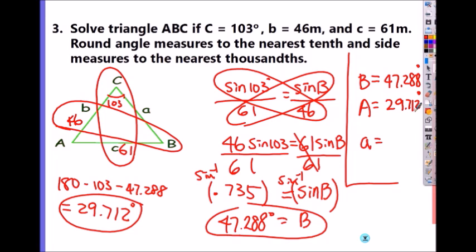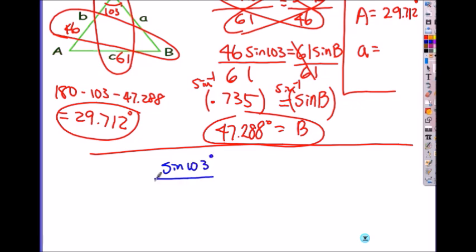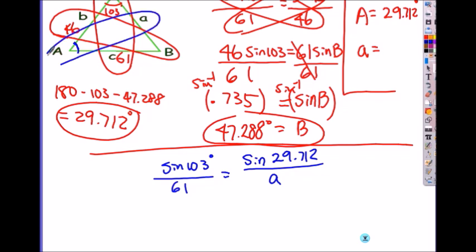Another ratio for law of sines, right? But again, stick with your original C's, okay? I mean, if you really trust yourself, you can use your new angle and new side. But if I were you, I'll just use what they gave us. So again, sine of 103 degrees over 61 equals now sine of our new angle A, 29.712, over A.